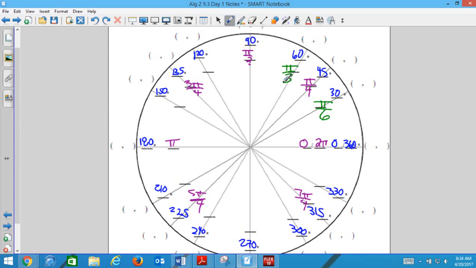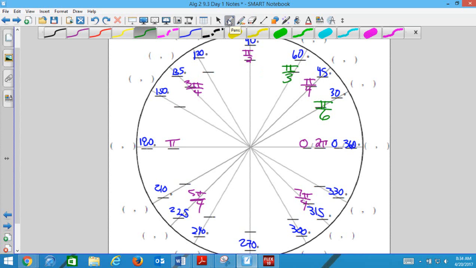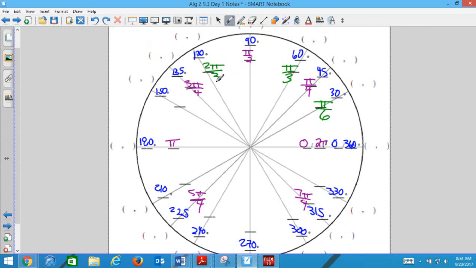The third one is 3 pi over 6, which reduces to pi over 2. The fourth one is 4 pi over 6, but that reduces to 2 pi over 3. And then the fifth one is 5 pi over 6. Notice how I'm saying the fifth one is 5 pi over 6. The sixth one is 6 pi over 6, which reduces to pi. Then we've got 7 pi over 6, which does not reduce. Then we have 8 pi over 6, which does reduce.